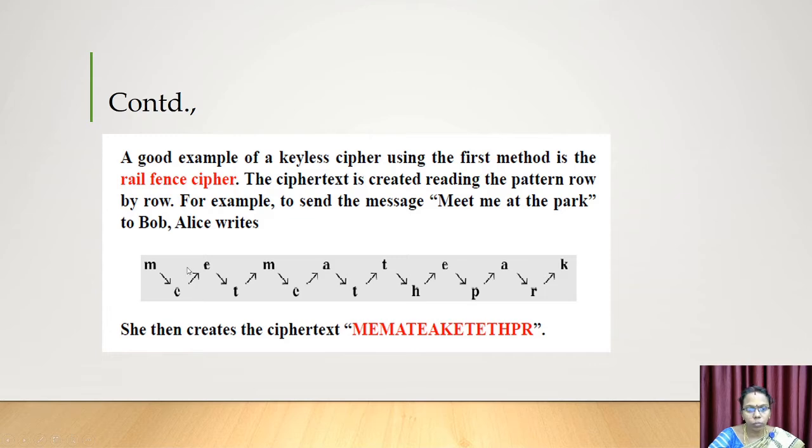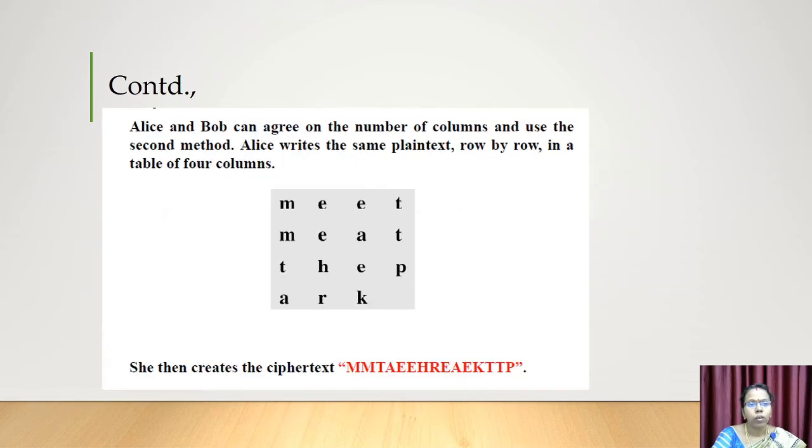So we follow the first method. Alice, the sender, creates a ciphertext as MEMATEAKCT. The receiver receives the ciphertext, writes it row by row, and then reads it column by column. In the second case, the sender and receiver agree on the number of columns used for the transmission. The same text is written row by row and read as columns.